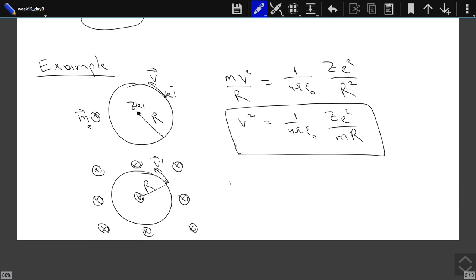Since it's doing uniform circular motion, the total force acting on it should be equal to the centripetal force. Well, the forces acting on it is the electric force of the nucleus, which is again 1 over 4 pi epsilon 0 z e squared over r squared, plus, what is the direction of the magnetic force?